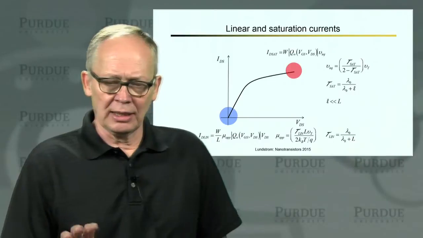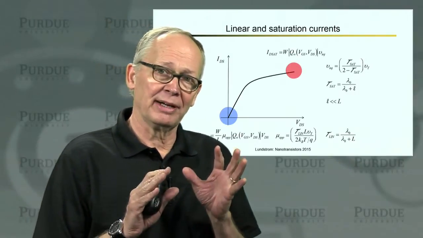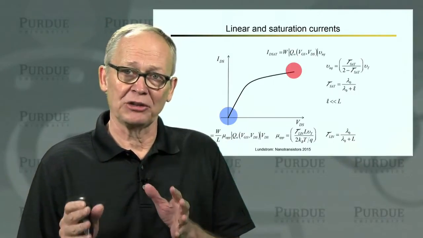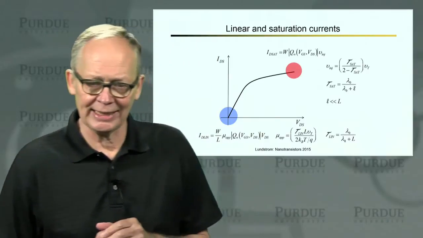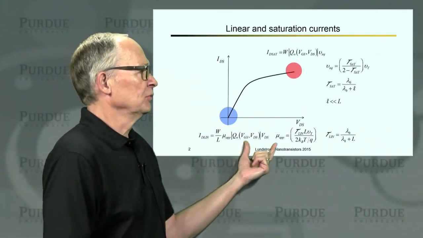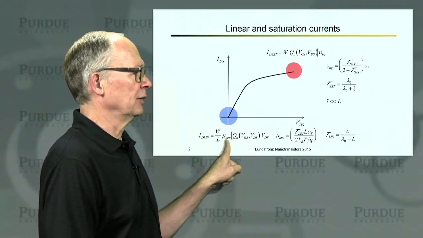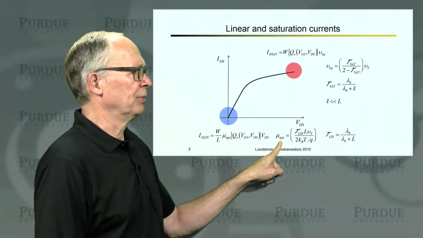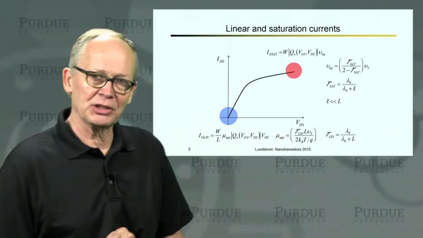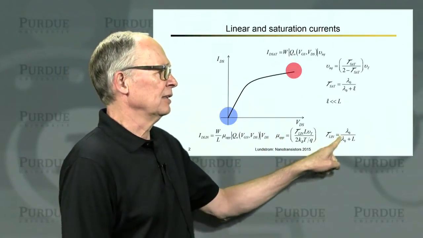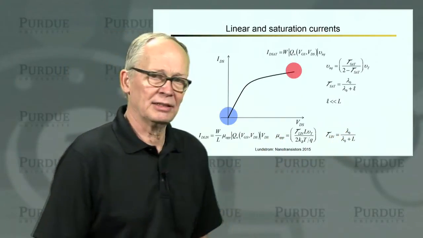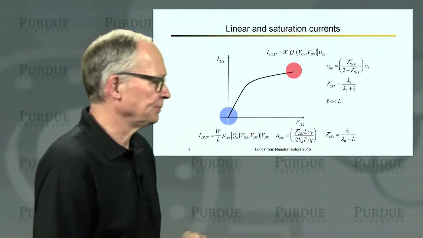Just to remind you very briefly, we're going to apply this virtual source transmission model that we've developed to real data. The transmission model expresses the linear current. We can write it in terms of an apparent mobility. The apparent mobility is related to the transmission in the linear regime. The transmission in the linear regime is related to the mean free path and the length of the channel.